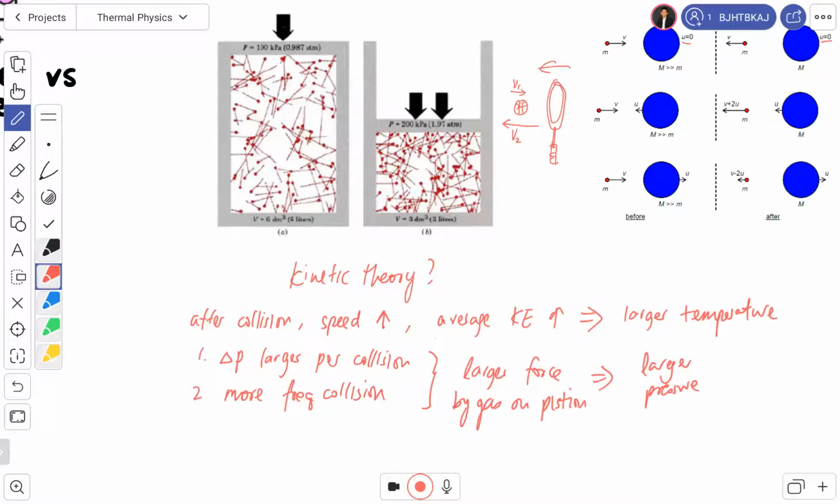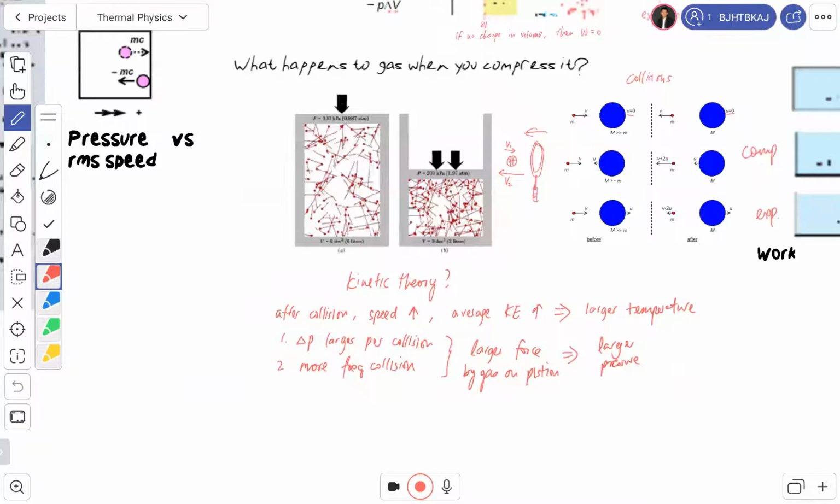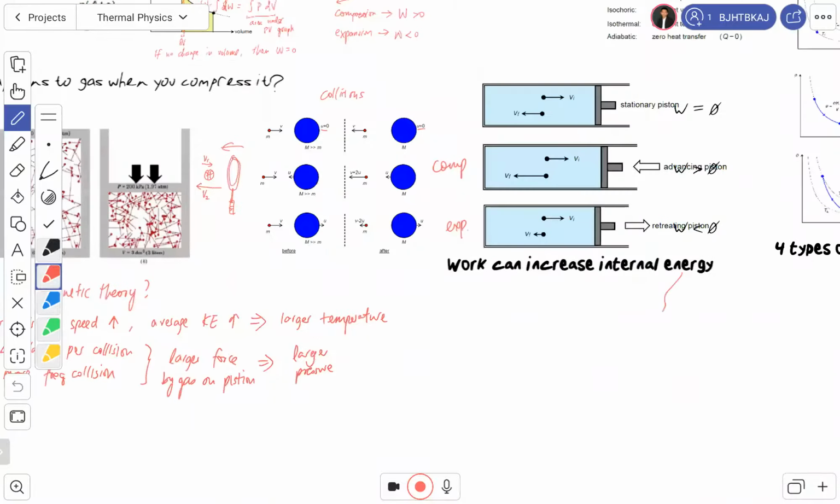So thus far, we have already made many connections. You see, we keep on going from micro to macro, macro to micro. So this is a very important way of thinking in this topic. Any questions?